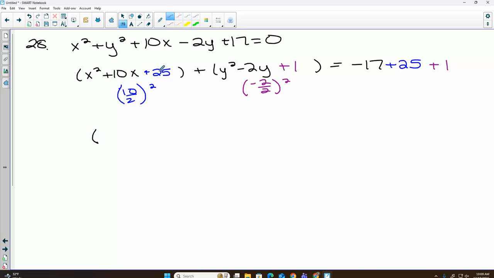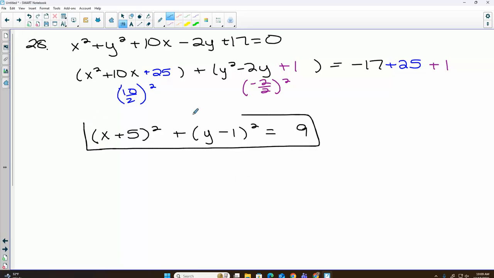Now we're factoring. What multiplies to 25 and adds to 10? So that's x plus 5 squared. What multiplies to 1 and adds to negative 2? Y minus 1 squared equals 9. This is the equation of a circle. Remember, circles are x minus h squared plus y minus k squared equals r squared. So we now have our equation.